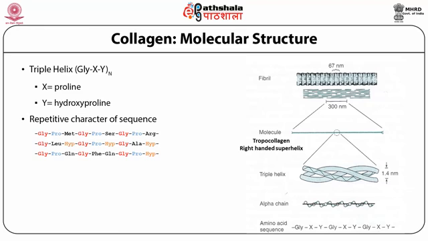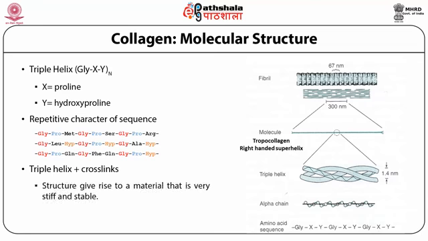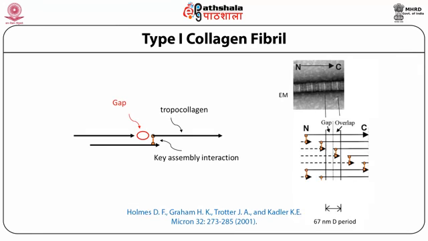And eventually many of these tropocollagen come together and form this fibril. One important thing to note is that this triple helix is stabilized by the cross-linking between these alpha chains, which gives rise to a very stiff and stable tropocollagen, the type 1 collagen fibril.